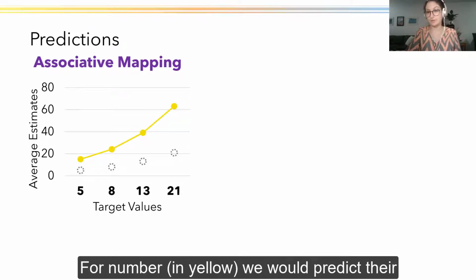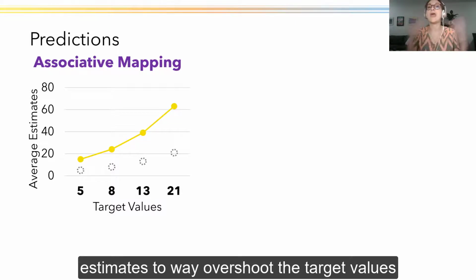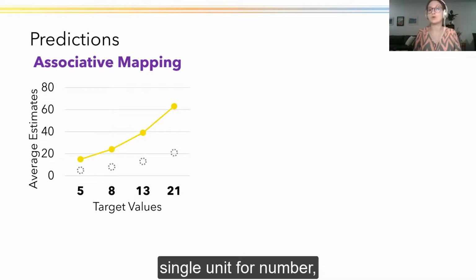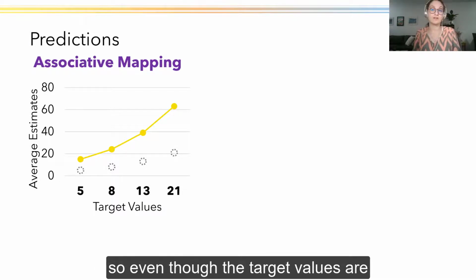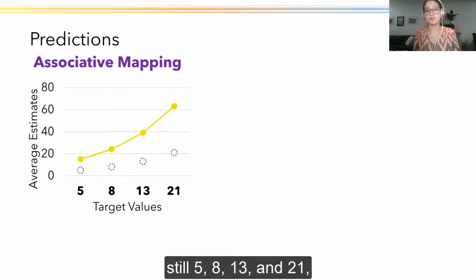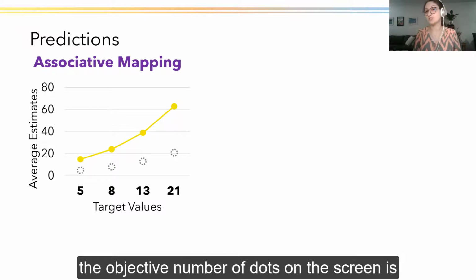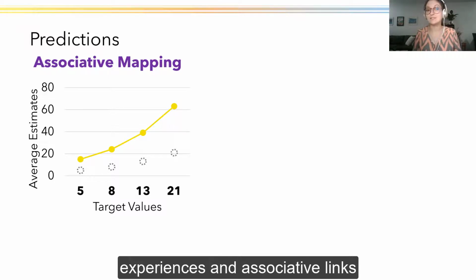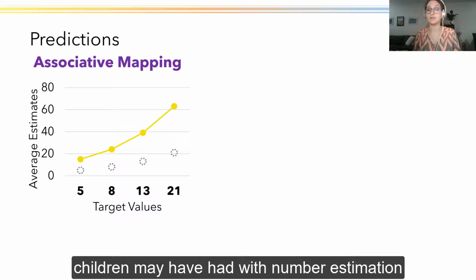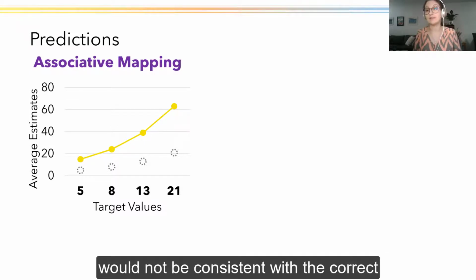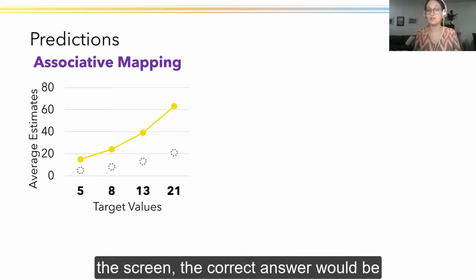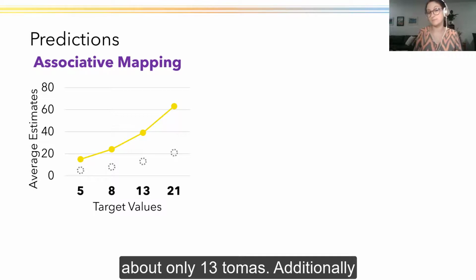For number, in yellow, we would predict their estimates to way overshoot the target values, because here 3 dots corresponded to a single unit for number. So even though the target values are still 5, 8, 13, and 21, the objective number of dots on the screen is actually represented by 15, 24, 39, and 63 dots. This would mean that any prior experiences and associative links children may have had with number estimation would not be consistent with the correct labels for these displays, as when shown something like 39 dots on the screen, the correct answer would be only 13 tomas.